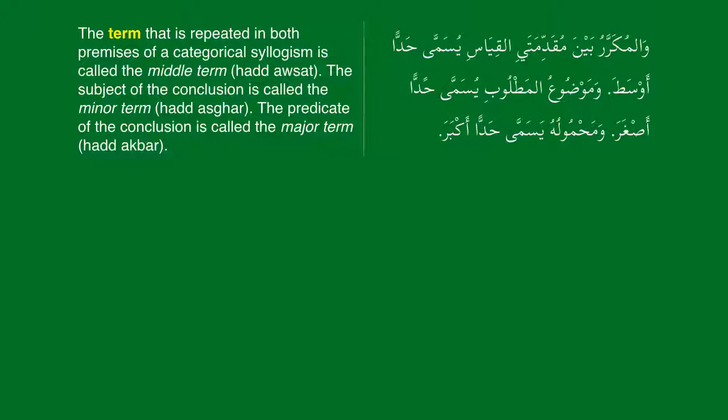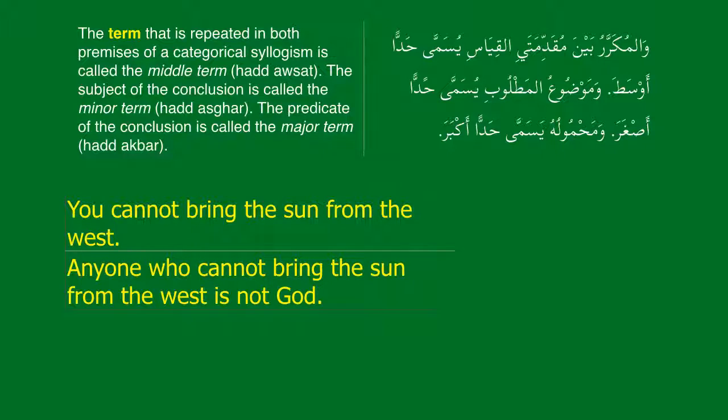So we saw that there's 3 terms, A, B, and C, and the logicians, they give each term a name. So Athiruddin al-Abhari, he says that the term that is repeated in both premises of the categorical syllogism is called the middle term. So we'll start with the middle term. So let's take this categorical syllogism. Our classic example, seen it many times. You cannot bring the sun from the west, anyone who cannot bring the sun from the west is not God.